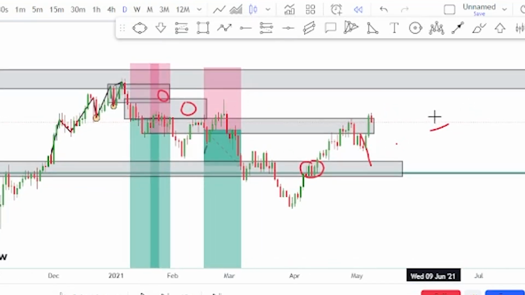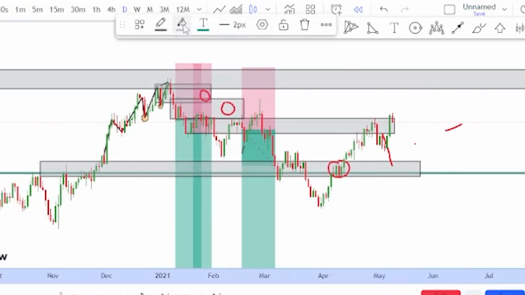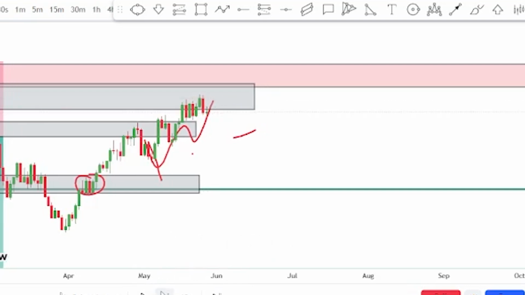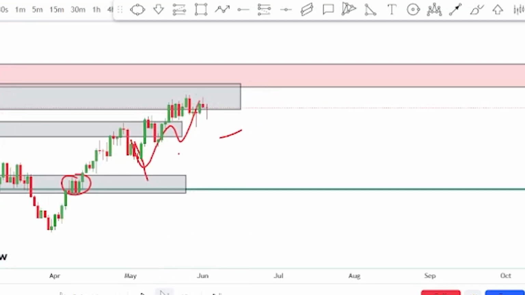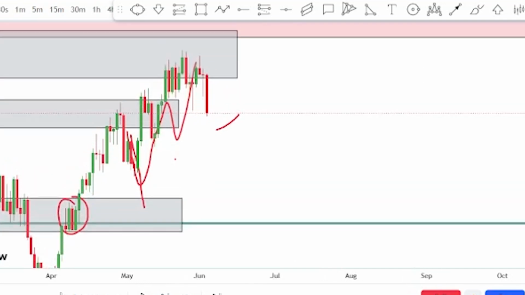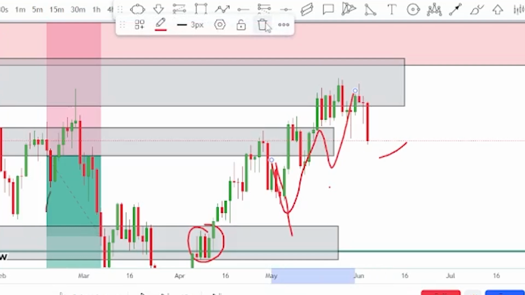Still looking for sell, because this area is very strong. We are rejecting from this area, so I'm gonna be looking for entries as I'm rejecting from there. Okay, so I got a good candle which is trying to make a lower low from the supply zone.